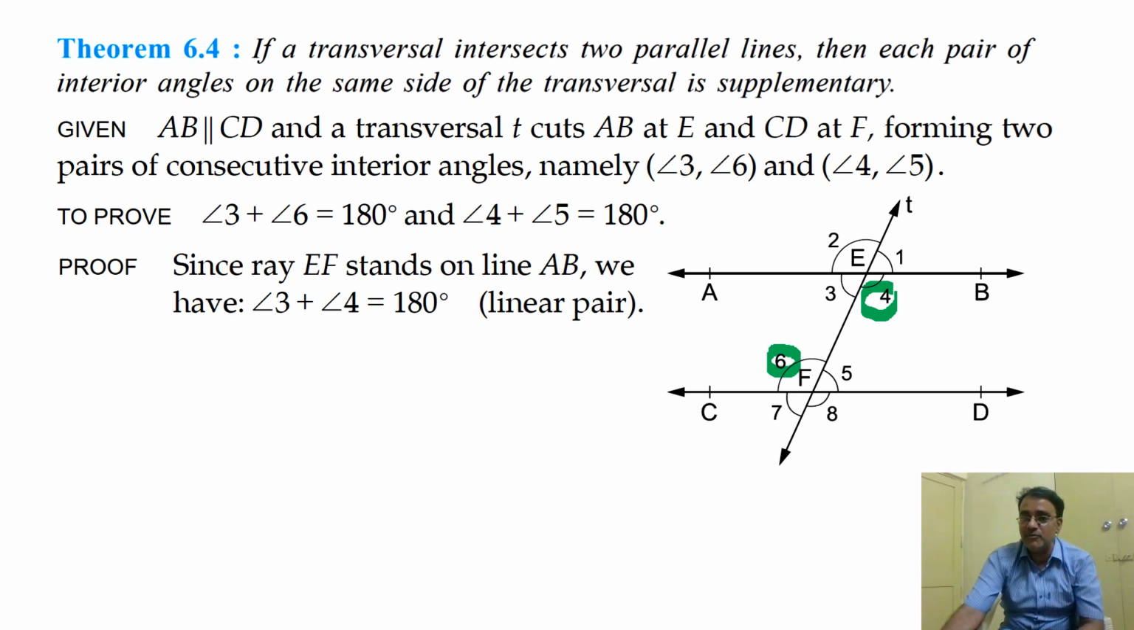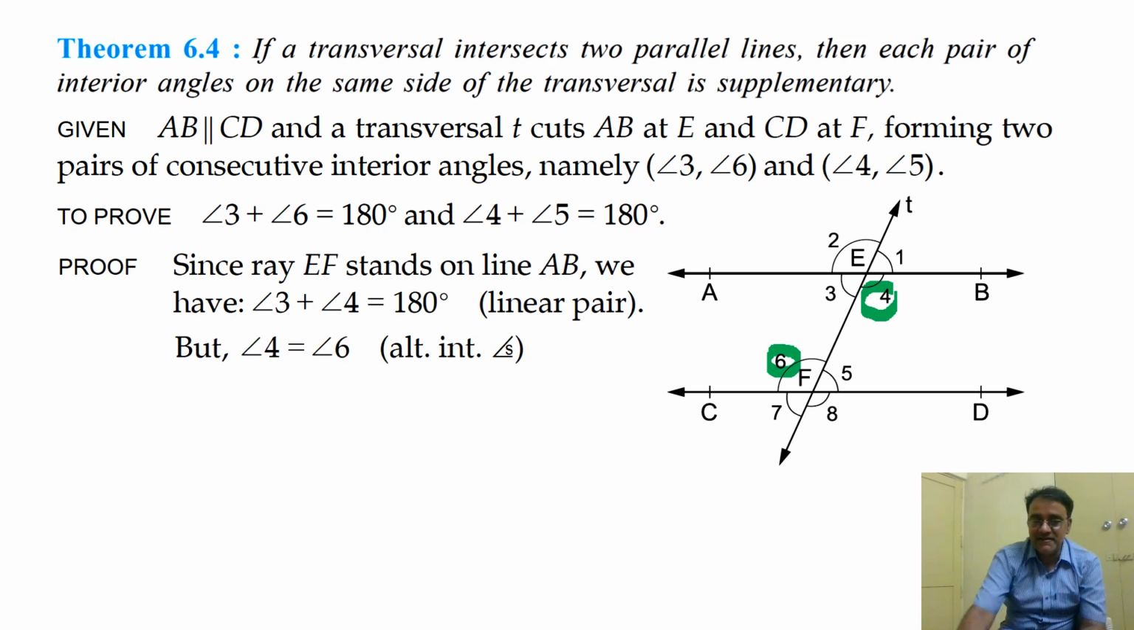Already पिछले theorem में हम लोग prove कर चुके हैं. So that we can use here. Right? Now I am going to replace angle 4 by angle 6. Right? Therefore angle 3 plus angle 6 is equal to 180 degree. So first pair हम लोग का proof हो गया.